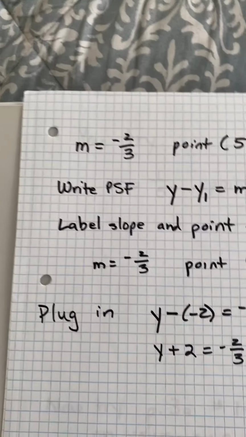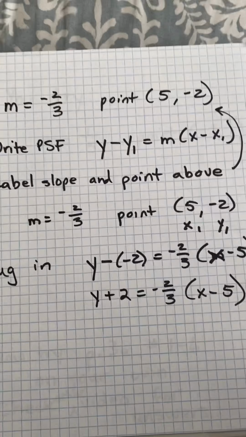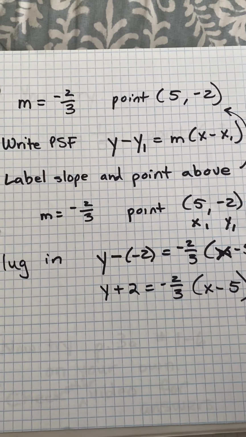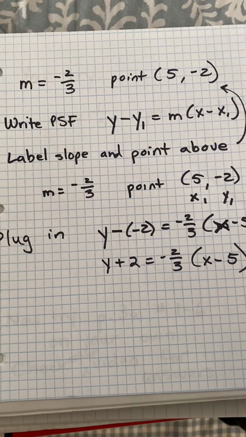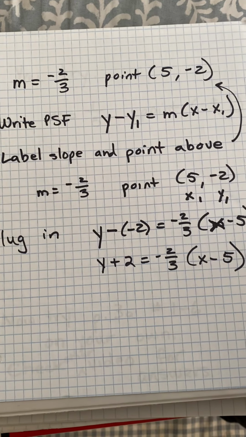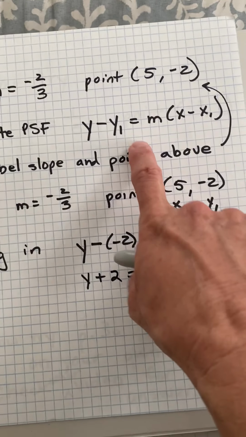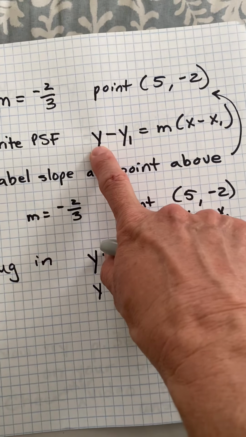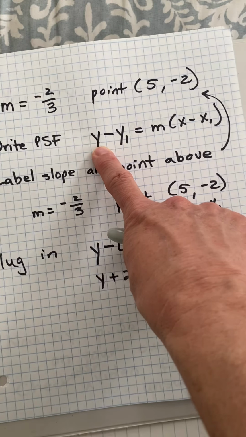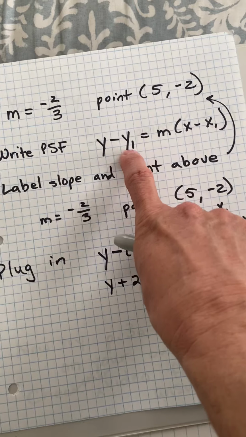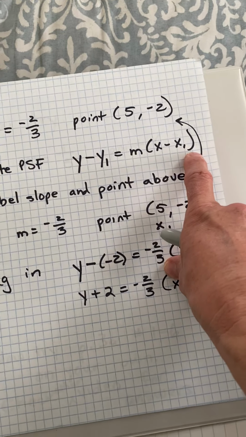Okay? Now, look down at the bottom of page 1. They give you an example they want you to try. They tell you m is negative 2/3 and the point is 5, negative 2. And they want you to write the point slope form. Now, the generic point slope form that you have to memorize, just like you know y equals mx plus b and you know ax plus by equals c, you have to memorize y minus y sub 1 equals m times x minus x sub 1.